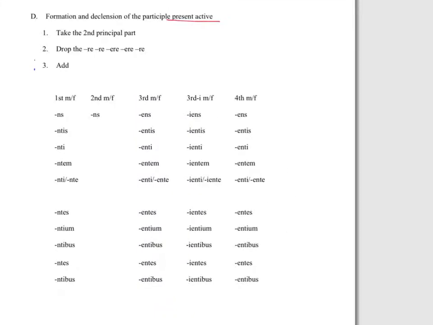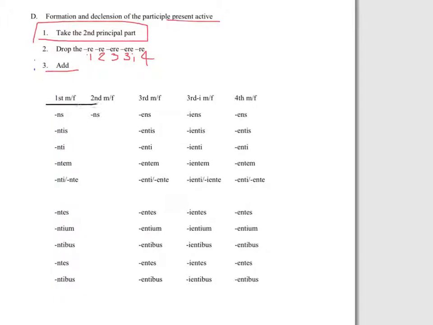And the truth is, it is rather complicated to understand its formation. To form it, you take the 2nd principal part, you drop either the re for the first conjugation, the re for the second conjugation, the ere for the third, the ere for the third I, and the re for the 4th. So you drop the re, ere, re, and then you add the following. Pay attention here, this is important.